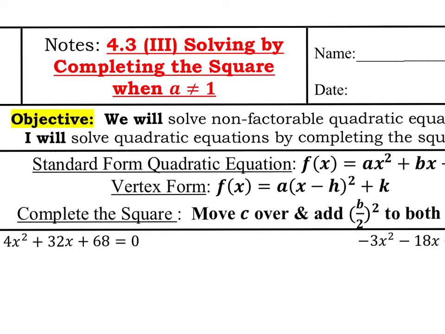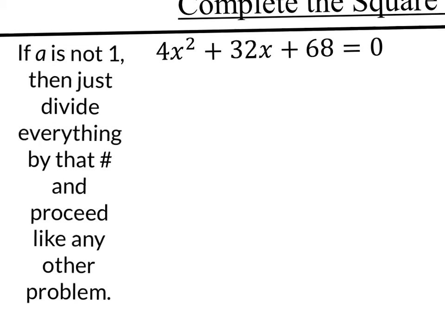In this video, we are going to be solving quadratic equations by completing the square when the a coefficient is not equal to 1. Fortunately, if a is not equal to 1, there's not going to be anything too special with it. Just simply divide everything by that a value and then proceed like any other completing the square problem. So this first example here, I'm going to need to divide everything by 4.